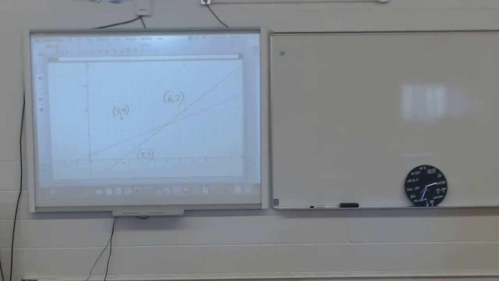Okay, so that's what I have right here. Now I need to add those two together. So I'm just going to simply add, what was the first equation? X plus 1. So this new line should go through (3, 5) and (6, 14), right?